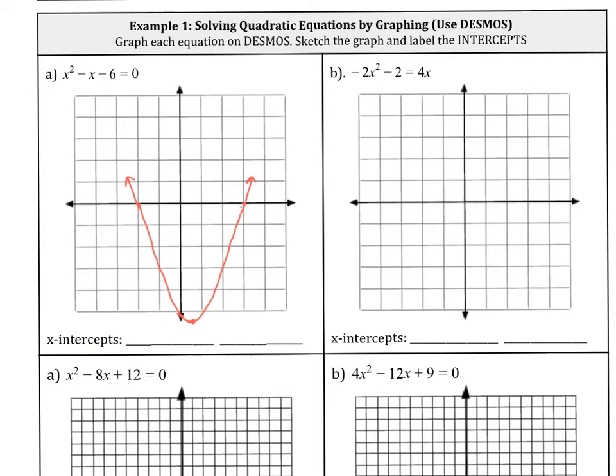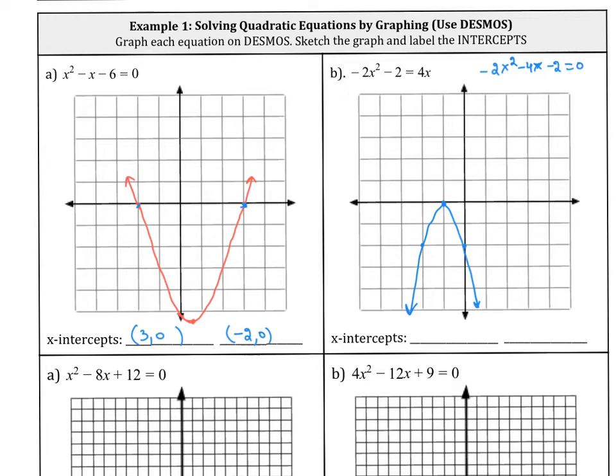So our x-intercepts are going to be 3 and -2. You can also write it in point form. So it's going to be 3 comma 0 and -2 comma 0, or you can just write 3 and -2.